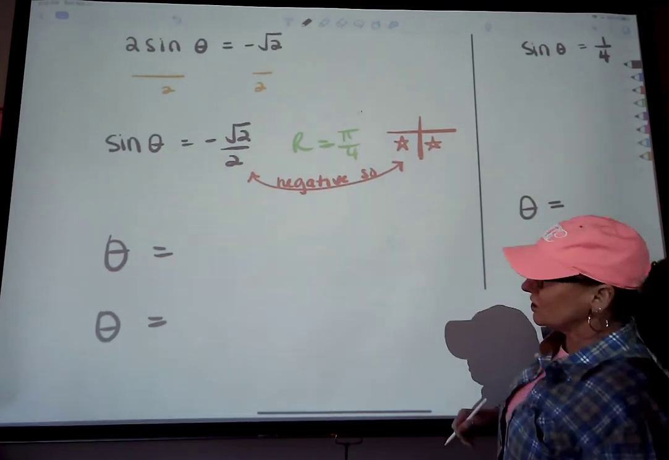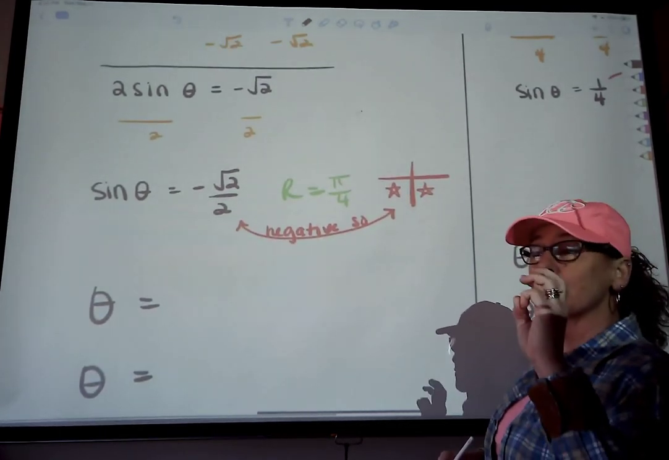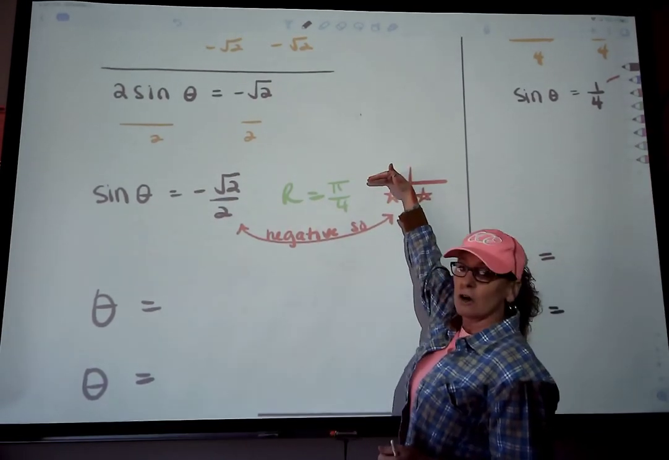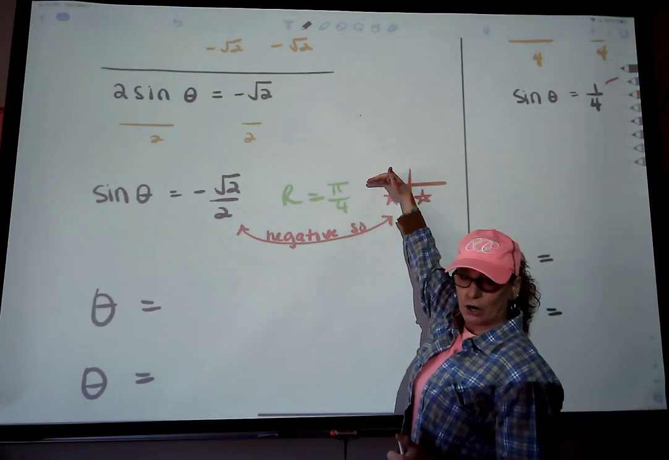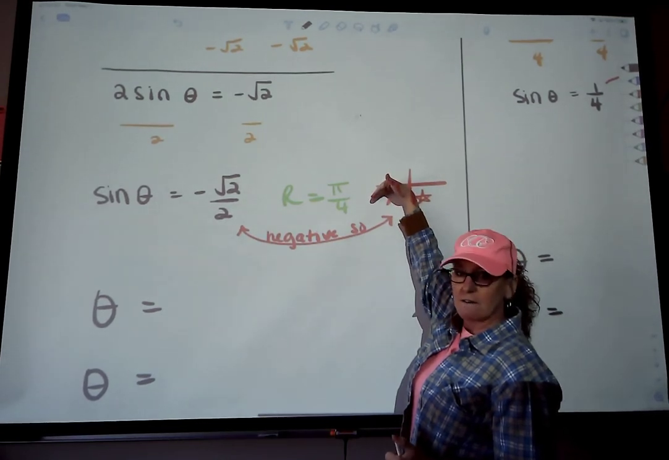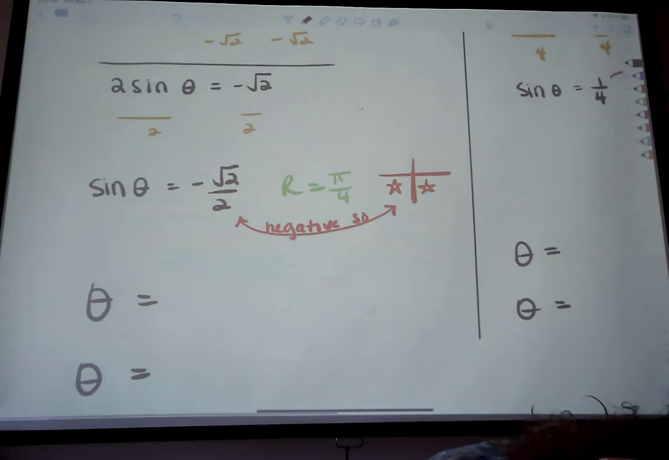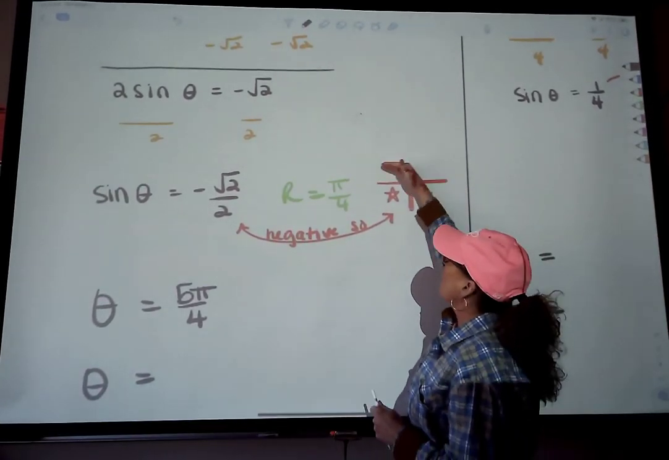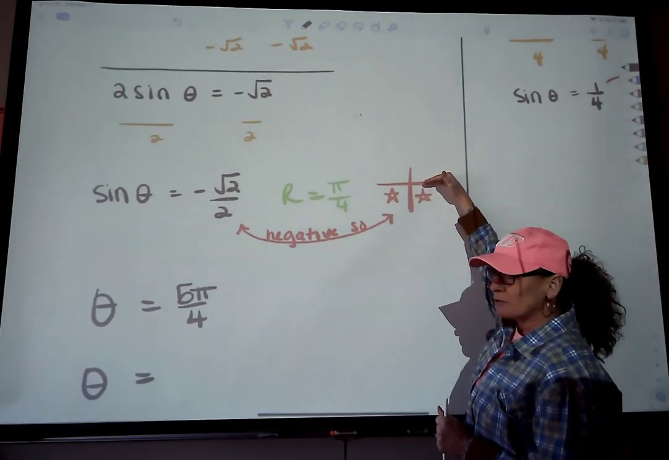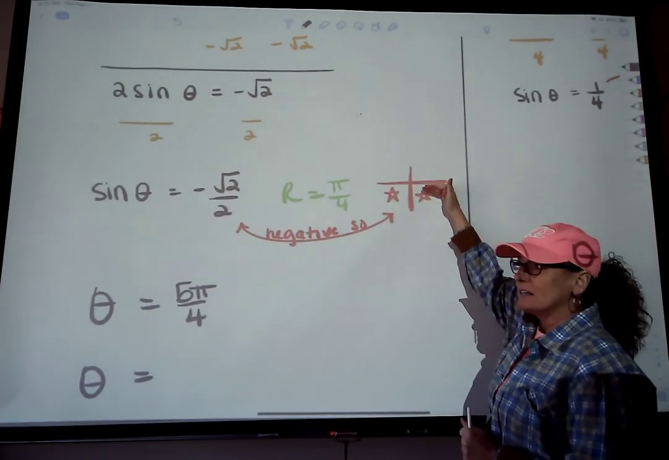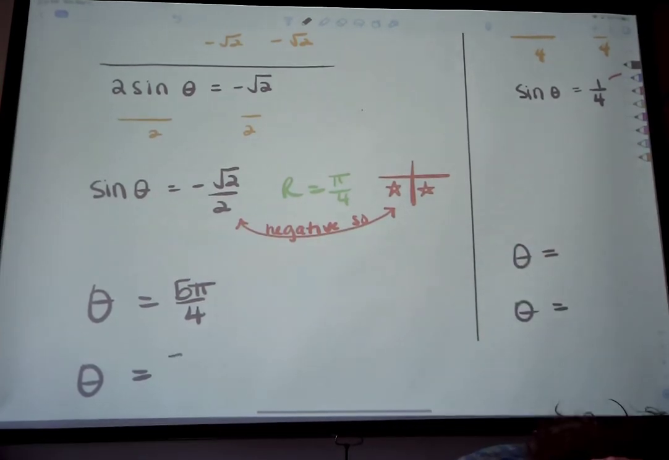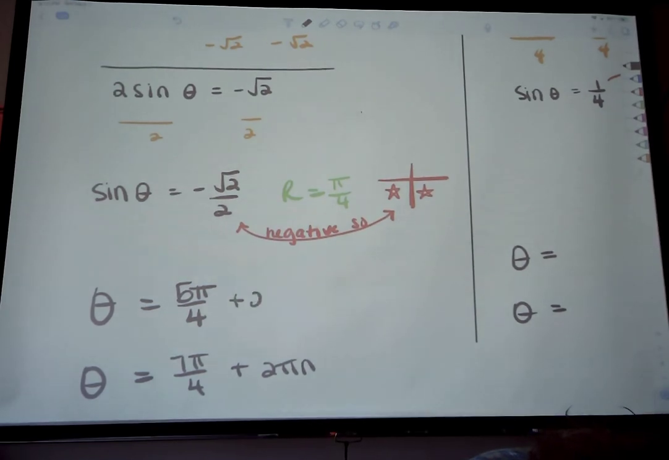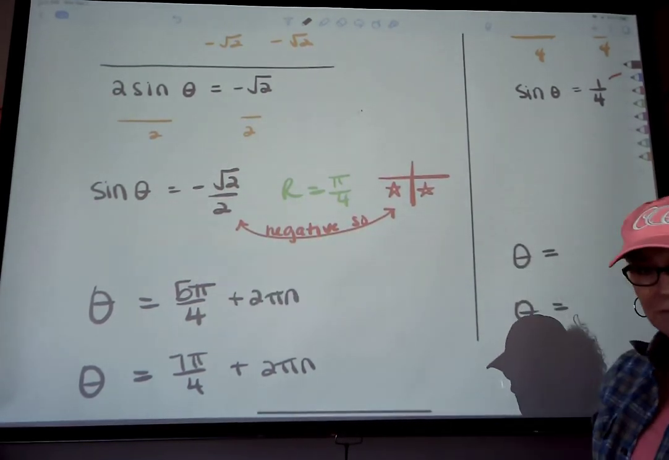Okay? So in quadrant 3, I'm thinking in a denominator of 4. So from here to here is 4 pi over 4. Go a little bit farther. 5 pi over 4. And then in quadrant 4, all the way around would be 8 pi over 4. Don't go that far. 7 pi over 4. Plus your revolutions. Moving on.